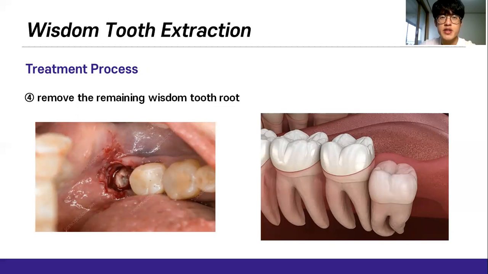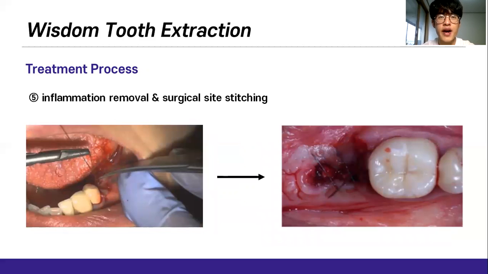The next step is to remove the remaining wisdom tooth roots. In most cases, the dental root comes out easily if the tooth crown is well divided. So this step is quick and easy. This is the final step. I will remove the inflammation and disinfect the surgical area. And I'm going to stitch the surgical area. When I sew the incision back up, the surgery is done.